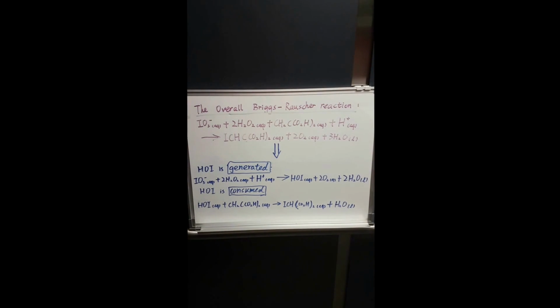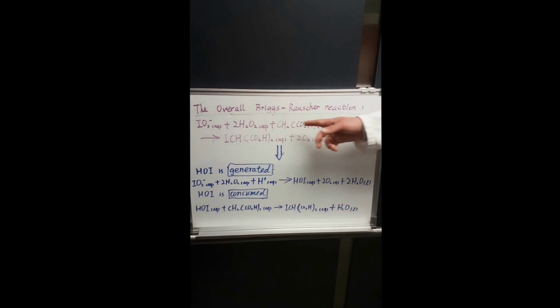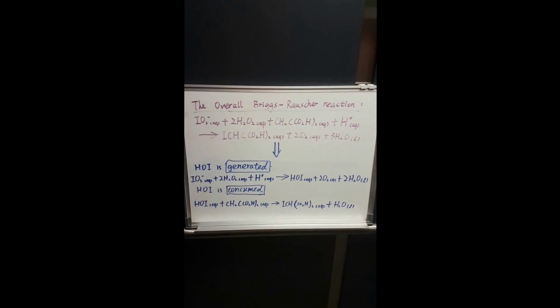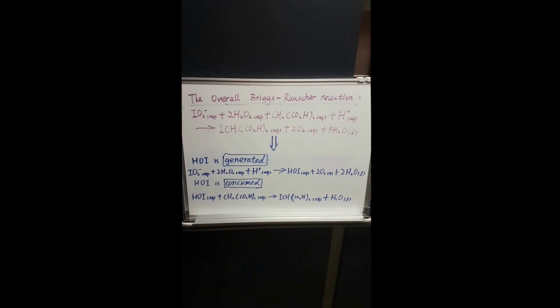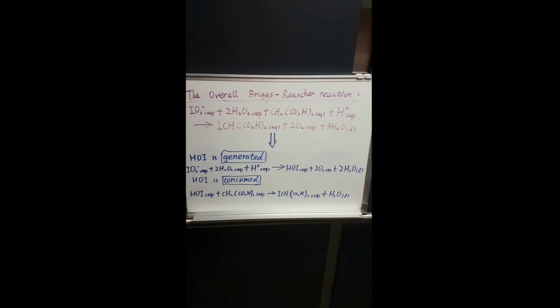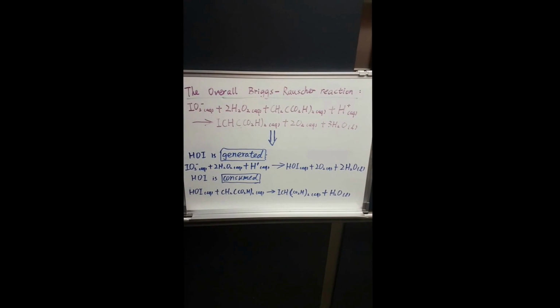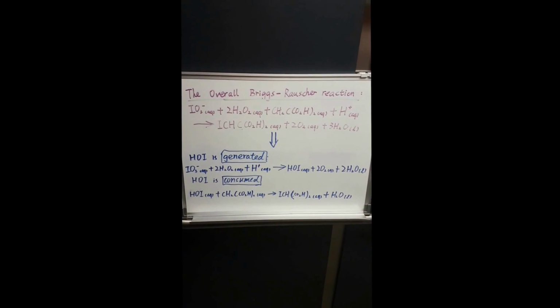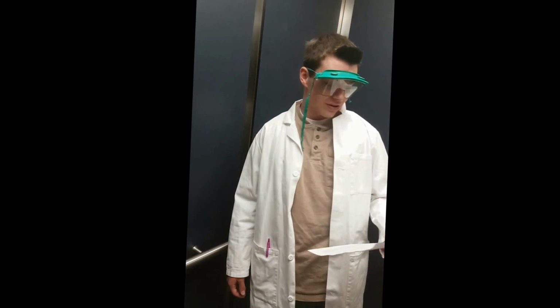The overall Briggs-Rauscher reaction is this: IO3- plus 2 H2O2 plus CH2(CO2H)2 plus H+, which becomes ICH(CO2H)2 plus 2 O2 plus 3 H2O.